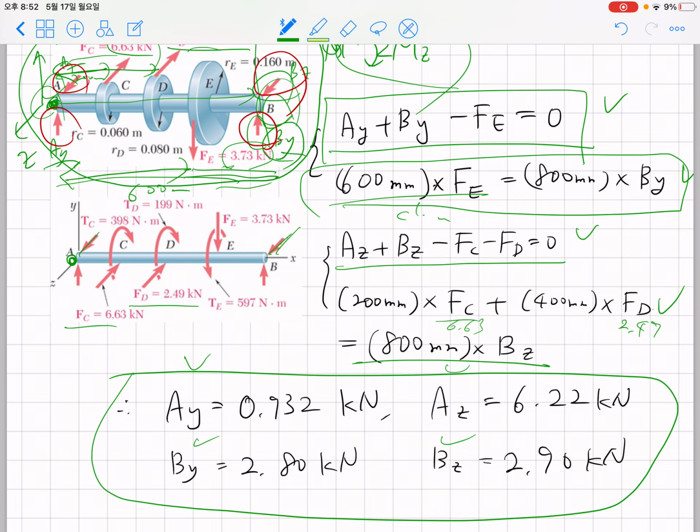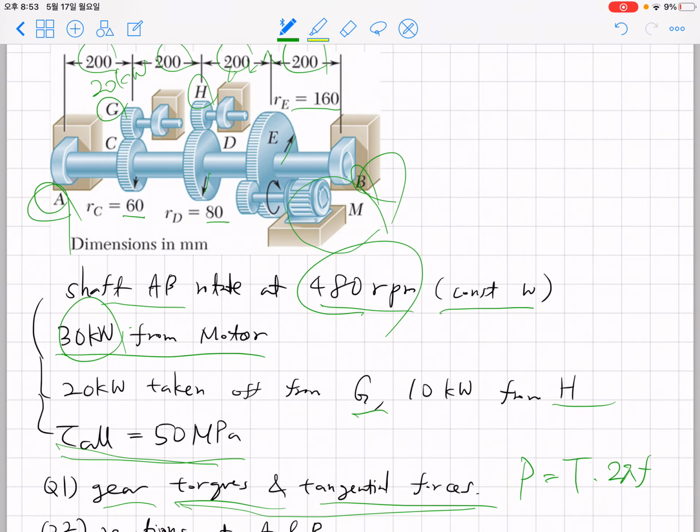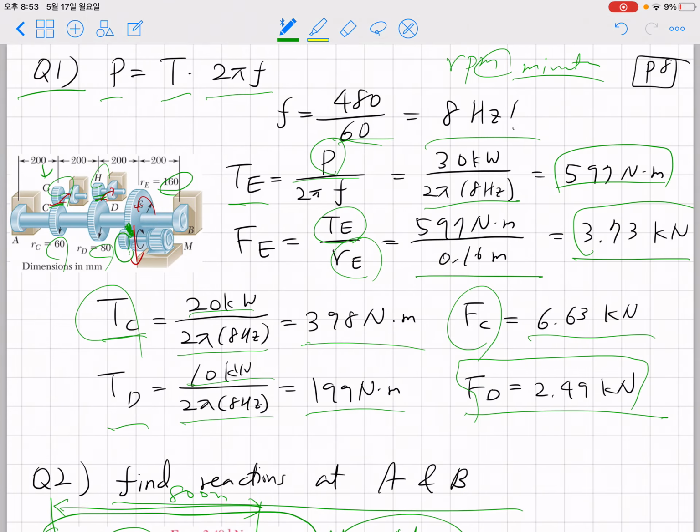And you don't need to worry about the rotation and torque at A and B, the torsion at A and B, because you already have balanced power: 30 kilonewton minus 20 kilonewton and 10 kilonewton at G and H. So due to the power balance, you don't need to worry about dissipation due to the torsion at A and B.